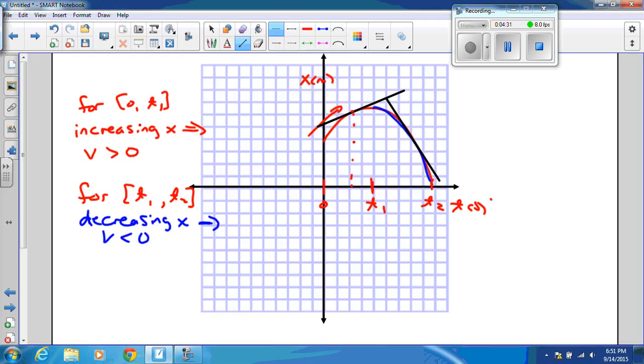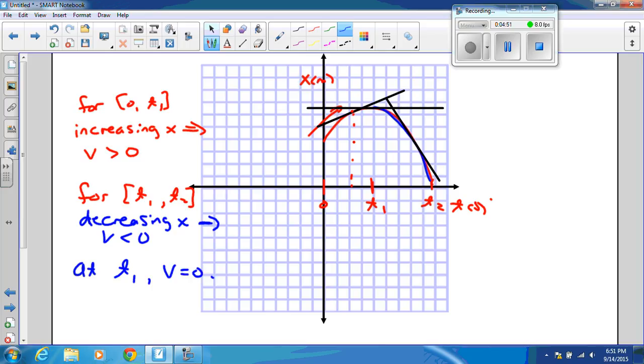And guess what happens right at the top? You probably guessed it. Right at the top right here, my tangent line is horizontal, and therefore it has a slope of 0. Right at t1, which is the maximum on the curve, my velocity is equal to 0.